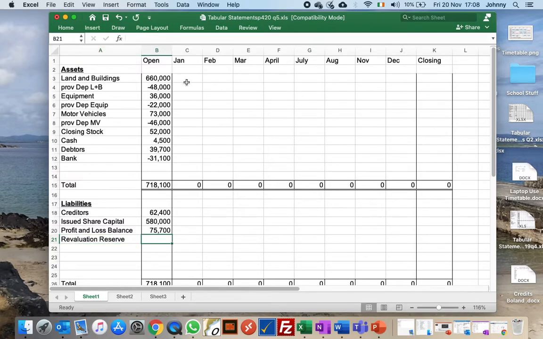Okay, so the buildings are 660 now, they're going to go up to 960, so we're going to add 300 onto the buildings. I'm going to cancel all the provision for depreciation. It's put in here as a minus in the assets, so I'll put it in as a plus to get rid of it. So that means that my revaluation reserve has 348 in it.